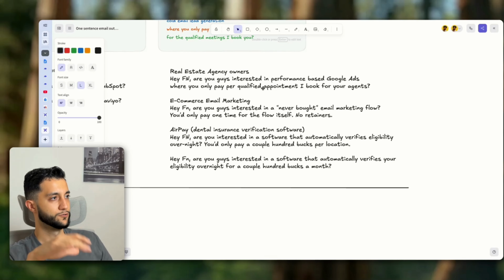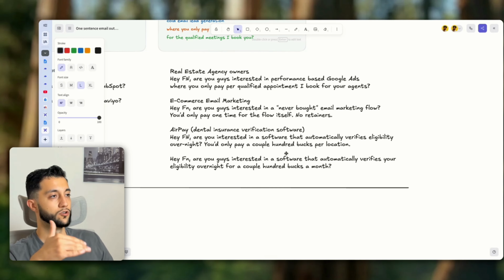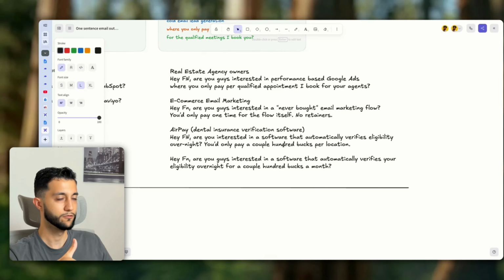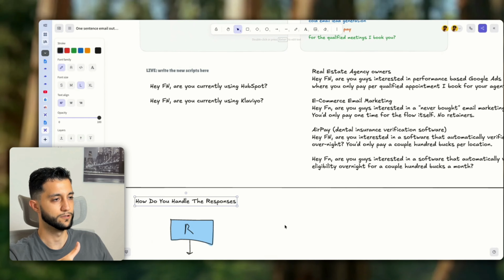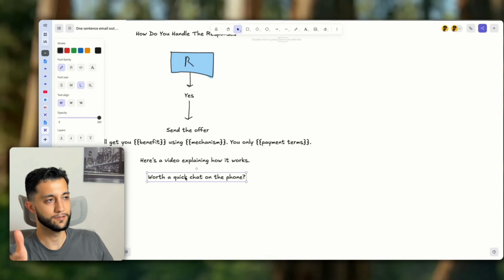Hey, first name, are you guys interested in performance-based Google Ads where you only pay per qualified appointment I book for your agents? If they say yes, you will then go ahead and try to call them up. You could also do this over here. And then you send them a video or something of that sort that would explain to them clearly how this offer works, and then have the CTA again.